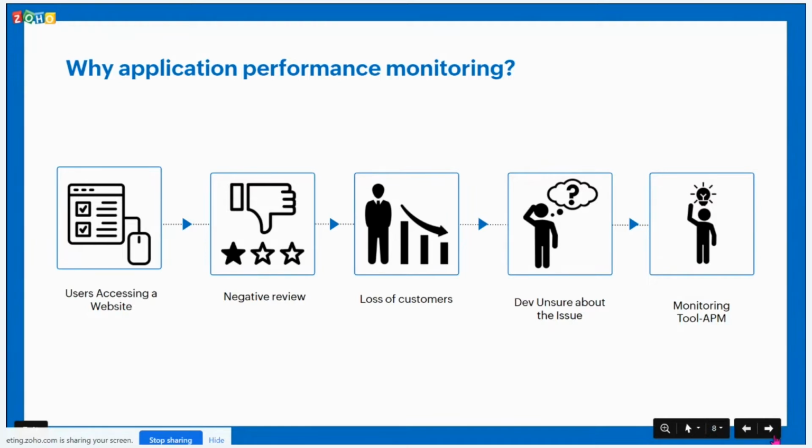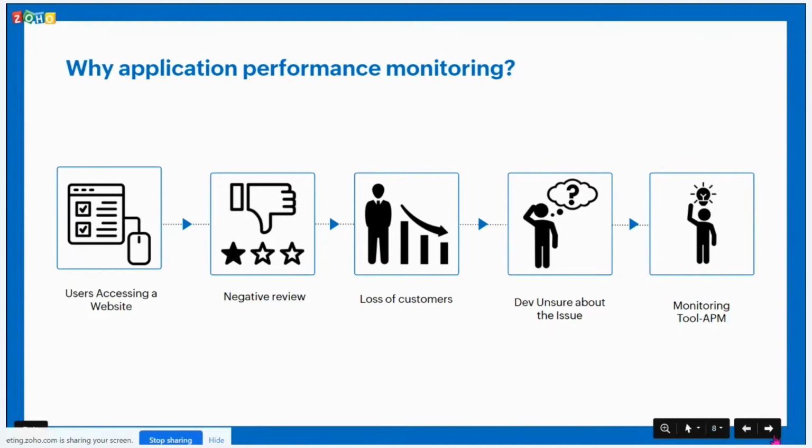Now let's consider the following example. Many users are accessing a website. When they're accessing it, they face issues like buffering of the website, or when they click on any link, the page gets slower, and the links take more time to open. Because of all these problems, users get frustrated, they have a very bad impression of the website, and they give a negative review.